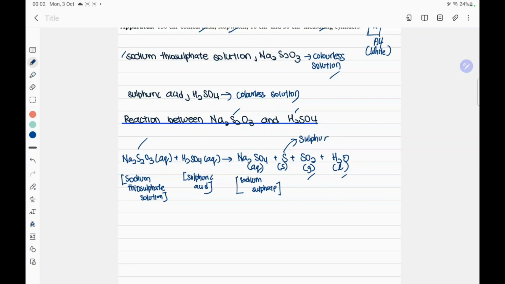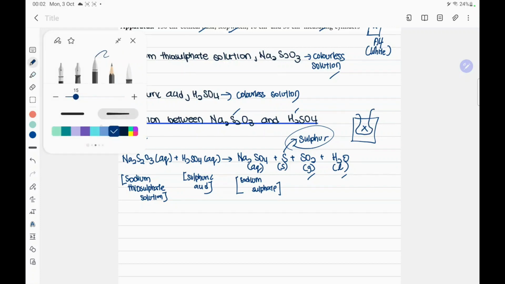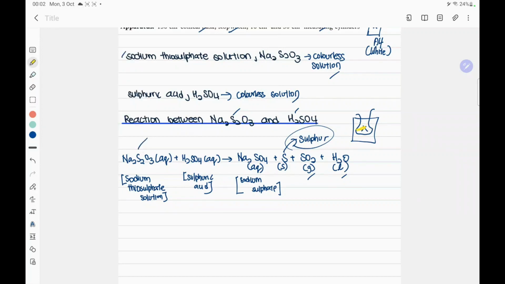This is water. And because sulfur will form, so the X cross, because we are basically putting one conical flask on top. So when sulfur forms, imagine sulfur, let me choose yellow color. When sulfur forms in the conical flask, at the end you will not be able to see the X cross anymore. So that is how we know the reaction has happened.